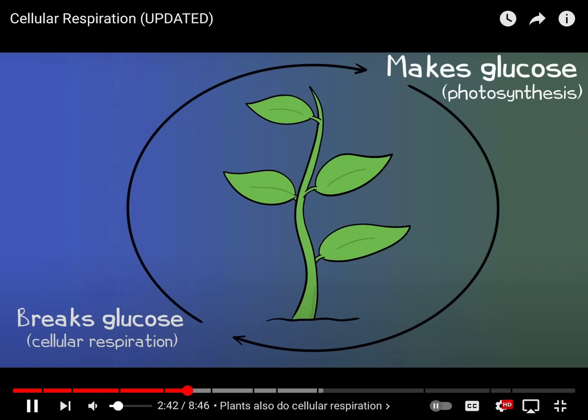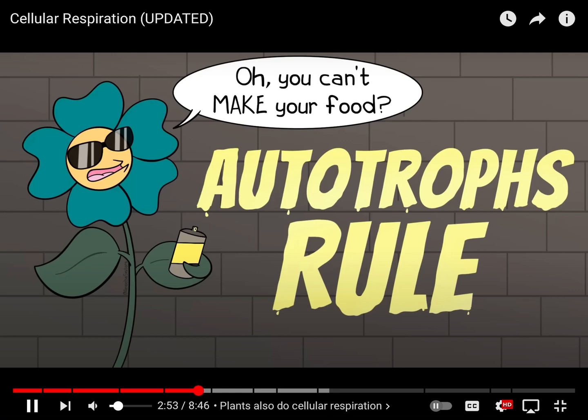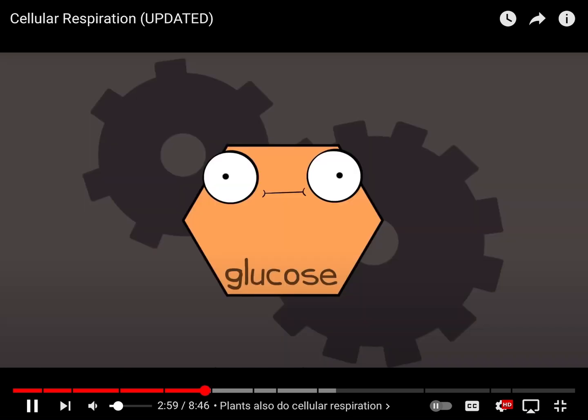It will be able to do both photosynthesis and cellular respiration. Plants make glucose in photosynthesis, and they break it down in cellular respiration. They can do both. But if you aren't photosynthetic, such as a human or an amoeba, you have to find a food source to get your glucose. You need glucose to get this process started, and we're going to assume that we're starting with one glucose molecule.